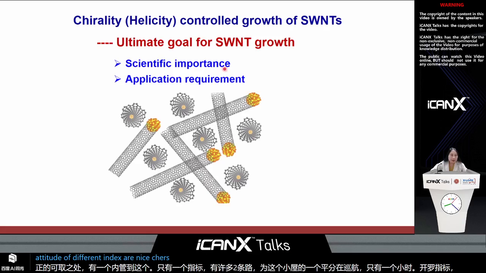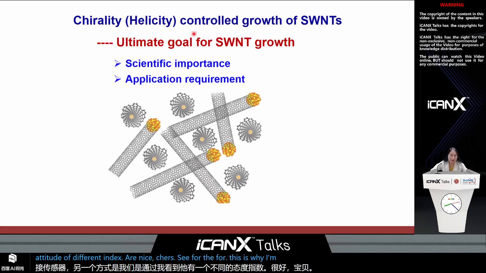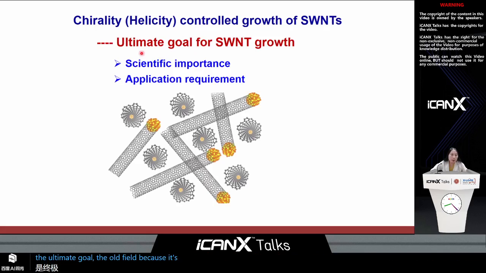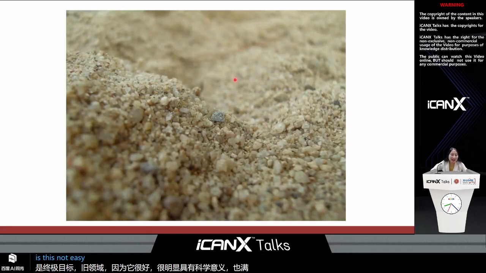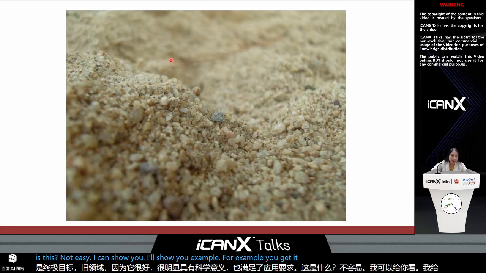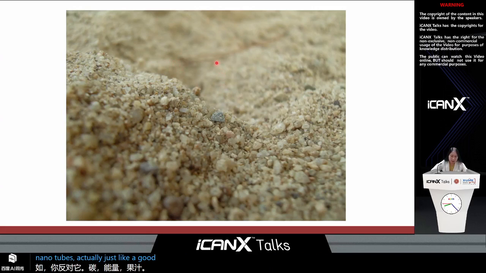The synthesis of chirality-specified carbon nanotubes is really the ultimate goal in our field. It's because it is of obvious scientific importance, and also it's the application requirement. But it's not easy. I can show you an example. When you get a pole of carbon nanotubes, a black pole of carbon nanotubes, it's actually just like you get a pole of sand.